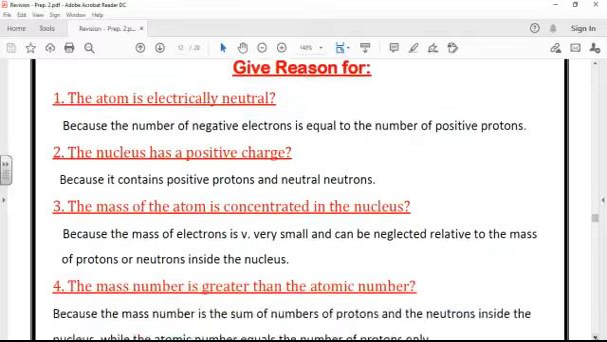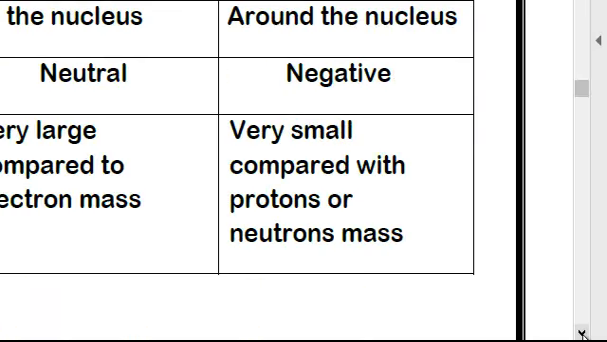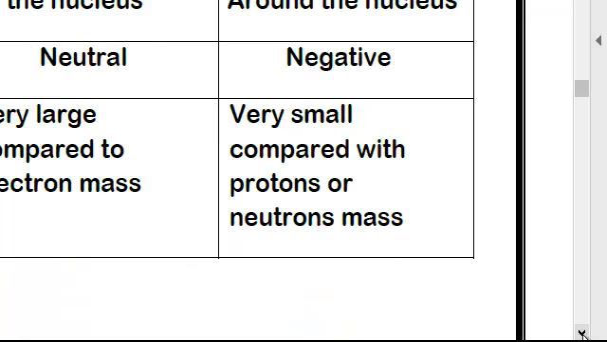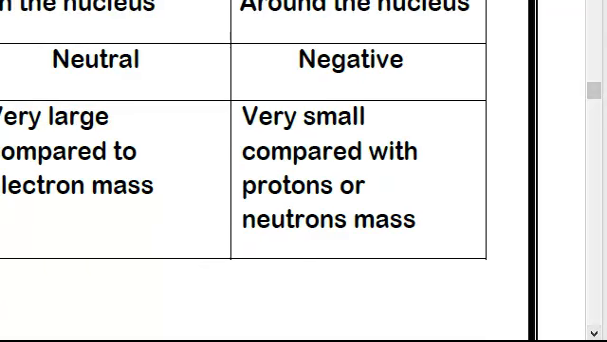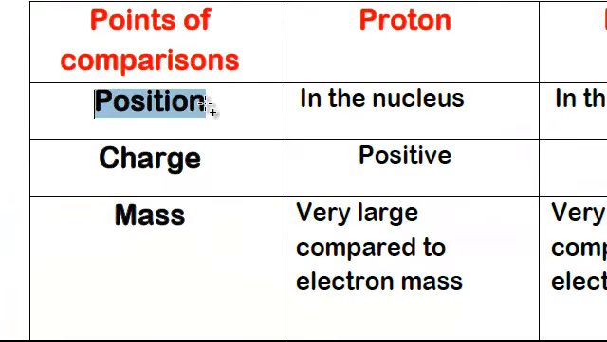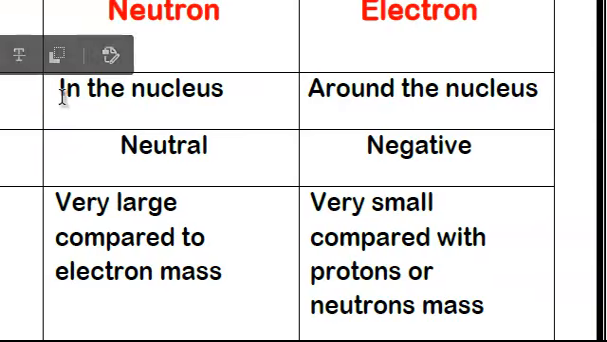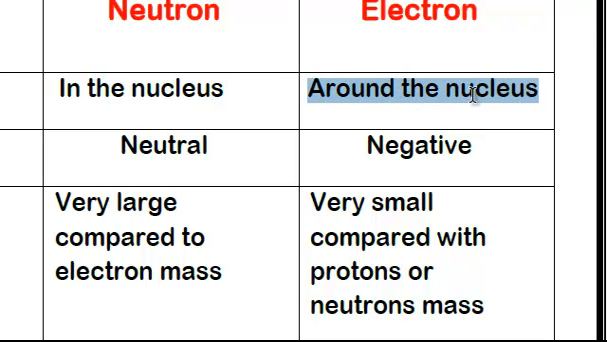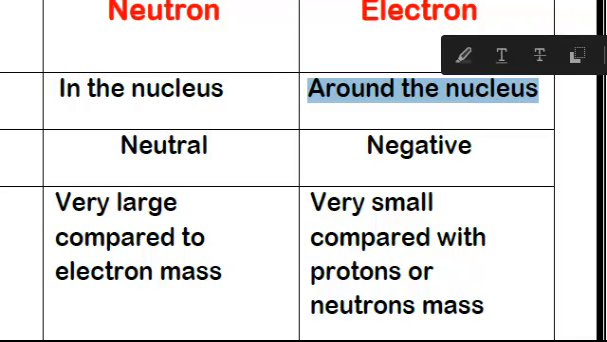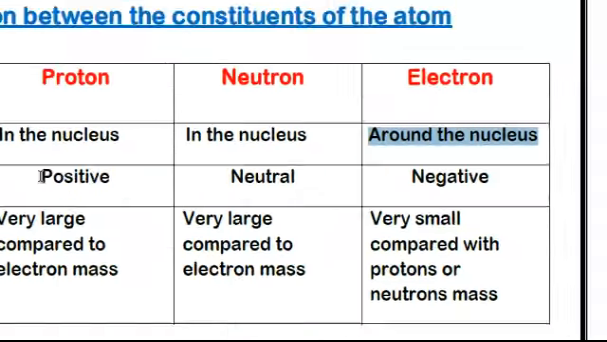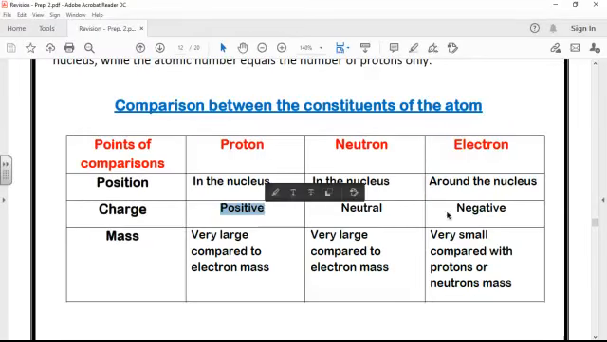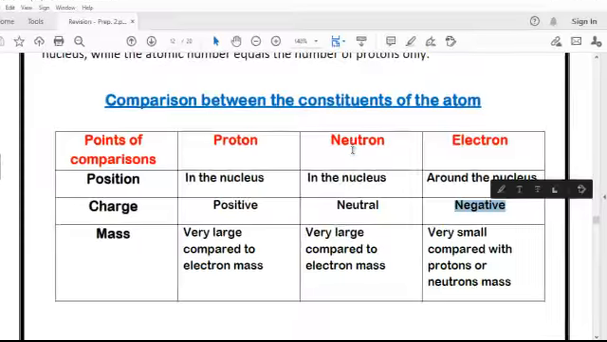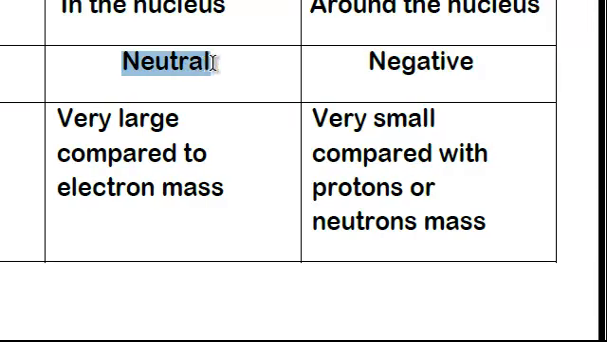Now we can find many questions about the lesson and the answers. If you want to compare between protons, neutrons and electrons, firstly, position: where you can find each one. Protons are inside the nucleus, neutrons are also inside the nucleus, while electrons are outside the nucleus, around it, on energy levels. What is the charge of each one? The protons have a positive charge, the electrons a negative charge, while the neutron carries a neutral charge, meaning no charge.